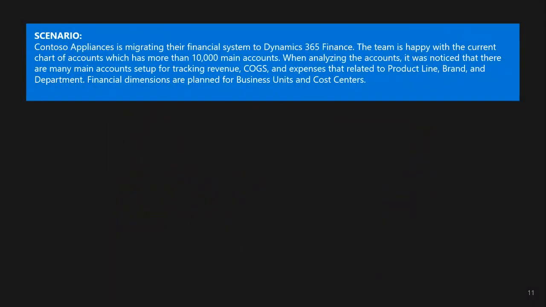Contoso Appliances is migrating their financial system to Dynamics 365 Finance. The team is happy with the current chart of accounts, which has more than 10,000 main accounts. When analyzing the accounts, it was noticed that there are many main accounts set up for tracking revenue, COGS, and expenses related to the product line, brand, and department. Financial dimensions are currently planned for business units and cost centers.